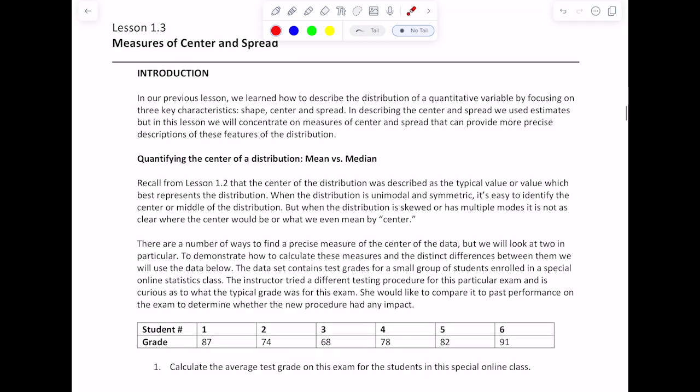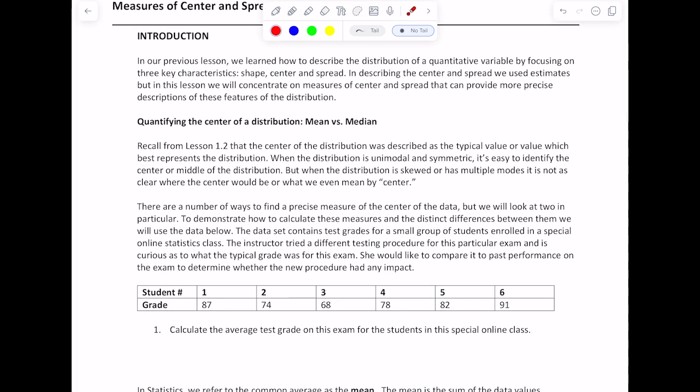Okay, so let's talk about two measures of center, which we're going to look at, which are the mean and the median, and when it's appropriate to use either of them. So if a distribution is unimodal and symmetric, which, if you'll recall, means that it has one mode, one peak in the data, and symmetric means the same on both sides.